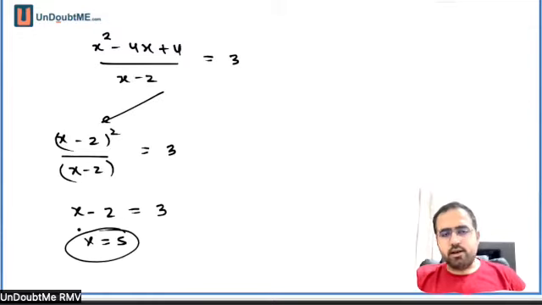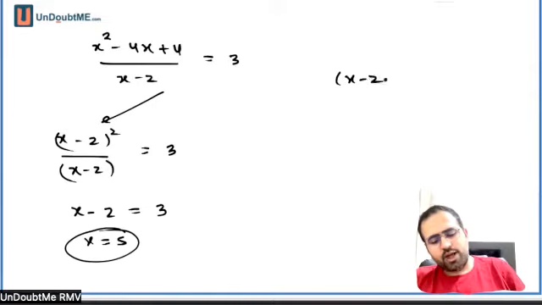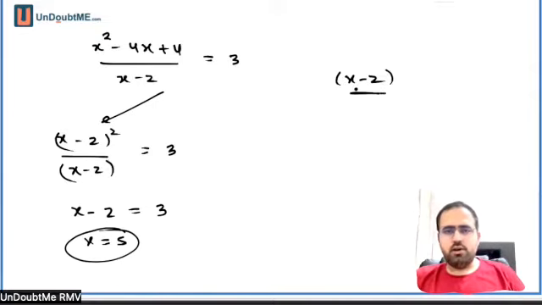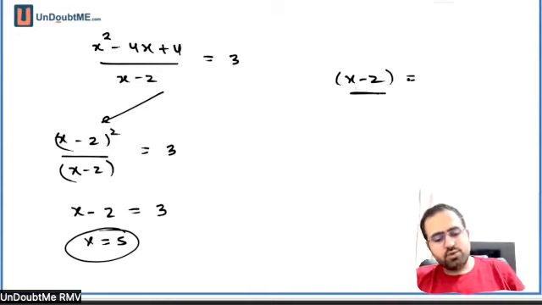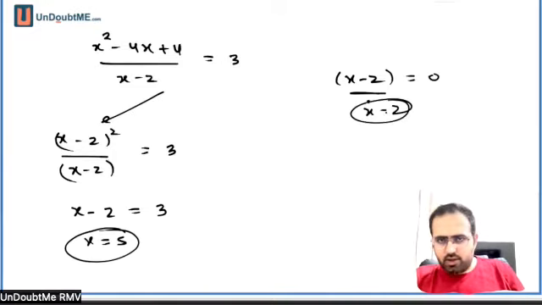Till here, it is not wrong, but it is incomplete. In such questions, whenever we are cancelling a factor, like eventually what did you do? You cancelled x minus 2. It could have been a potential answer that x minus 2 equated to 0 will give x is equal to 2. This can be a potential answer which we have ignored.